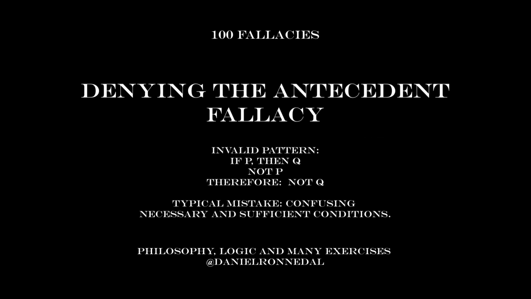Denying the antecedent fallacy. The denying the antecedent fallacy occurs when someone incorrectly concludes that because the antecedent of a conditional statement is false, the consequent must also be false. Logical form, if P, then Q, not P. Therefore, not Q. This reasoning is invalid because Q may still be true for other reasons. Example, if it is raining, the streets are wet. It is not raining. Therefore, the streets are not wet. The streets may be wet because of sprinklers, melting snow, or street cleaning.